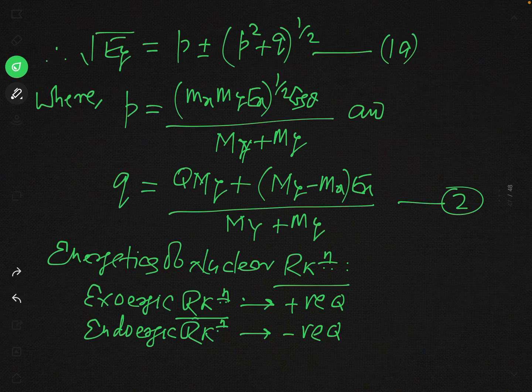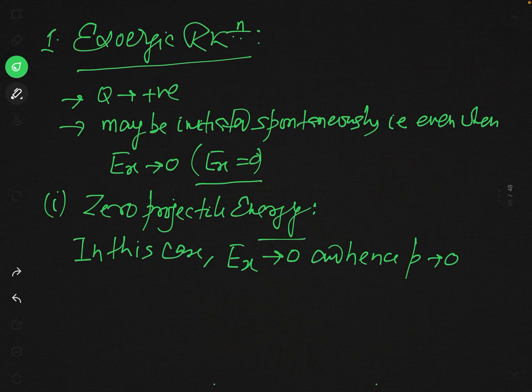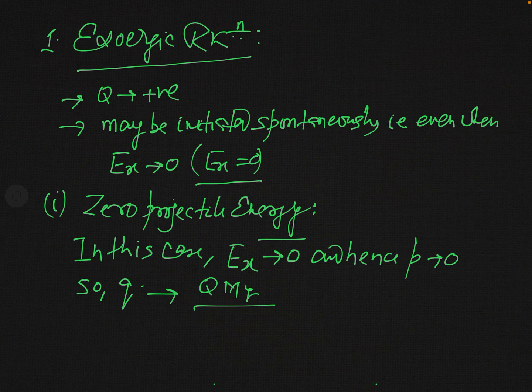Now let us see the expression for Q. You can see from here that when Ex is 0, the term (My minus Mx) into Ex will vanish, this will be 0. So Q will be simply Qmy divided by My plus my. So in this condition, Q will tend to Qmy over My plus small my, because I have considered the limiting condition.